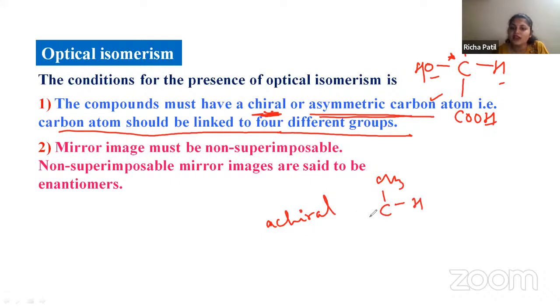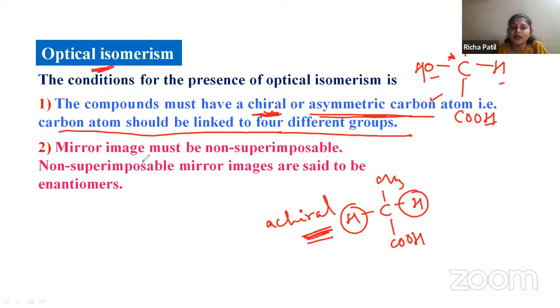CH3, H, H, COOH. In this, are all the groups different? No, right? These are the same, so this is said to be achiral. When the carbon atom is not linked to 4 different groups, it is achiral. Chiral means the carbon atom is linked to 4 different groups, or it is an asymmetric carbon. So this is the condition for optical isomerism.